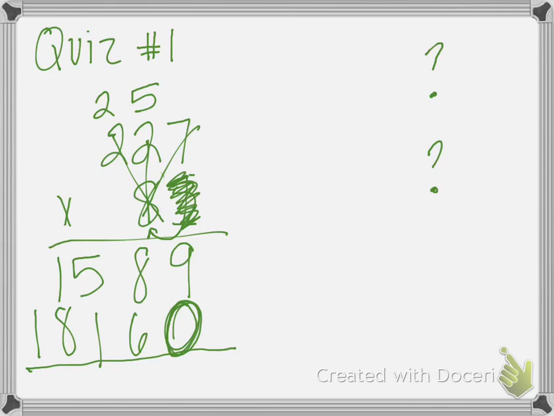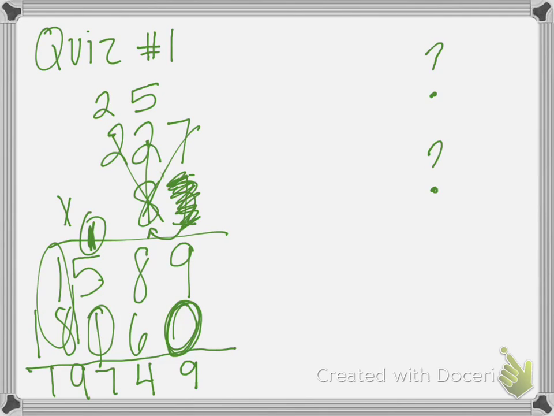And I add them up. Drop down, 9 plus 0 is 9. 8 plus 6 would give me my 14, carry the 1. 5 plus this 1 equals 6, plus this 1 equals 7. 8 plus 1 is 9, and drop down the 1. I should get 19,749. All right, one more quiz question, and then you will be done.